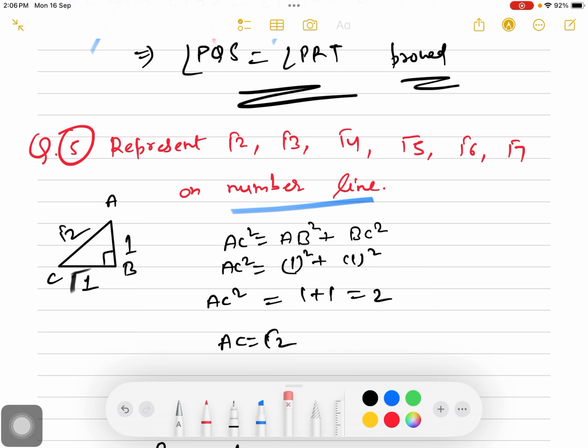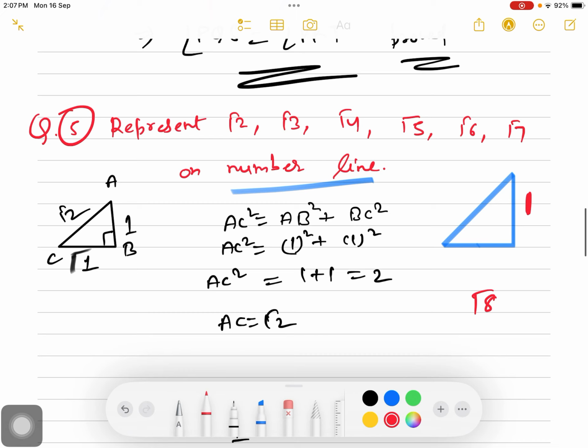Always suppose one thing, I'll tell you, suppose you have to represent root m. Root m you will not understand. Take some number. Suppose you have to represent root 8 on the number line. So here take always 1, make a triangle. Here always take 1, and here root 8's previous number is 7, no? So root 7. This type of triangle you always create.